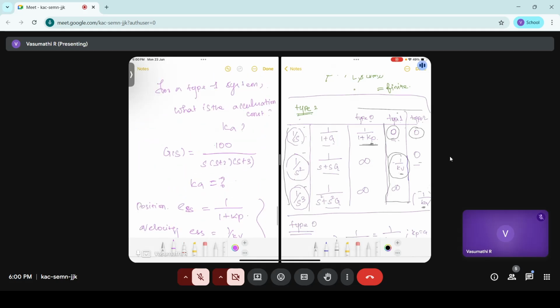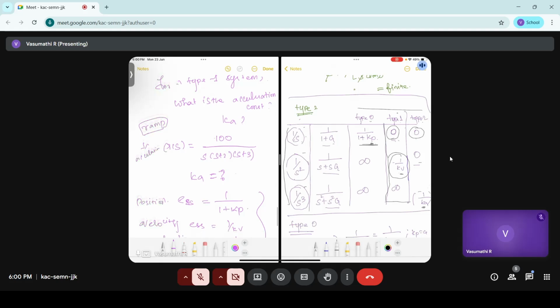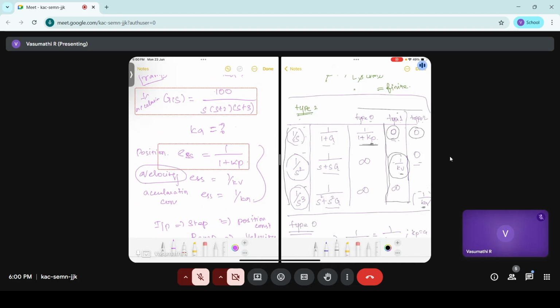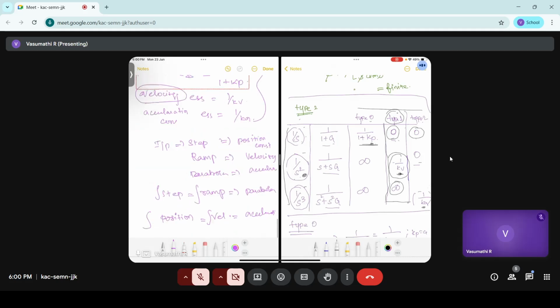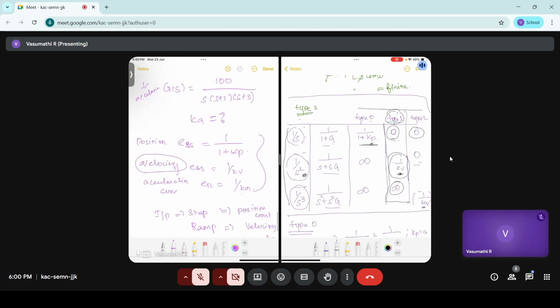For example, in this question, the input is ramp, and you are asked to find the acceleration constant. But generally, if the input is ramp, you would be relating it to the velocity, right? The velocity constant will be a finite value when the input is ramp for a type 1 system. But for the same type 1 system, if the input is parabolic, the steady state error will be infinity. If the steady state error is connected to the acceleration constant by 1 by Ka, then Ka should be 0, so that 1 by 0 gives steady state error as infinity. That's why you are getting K equal to 0 here.